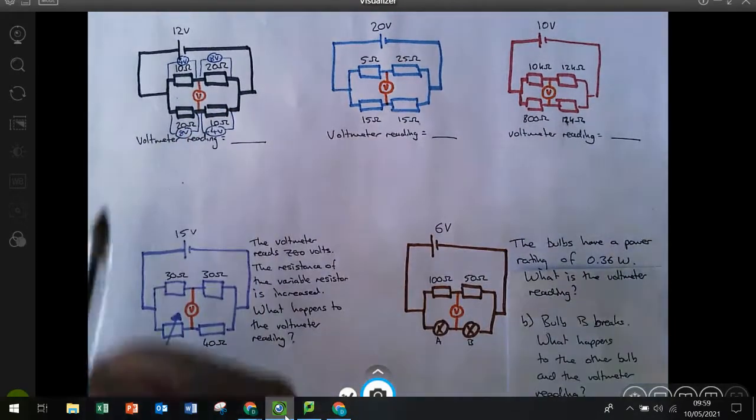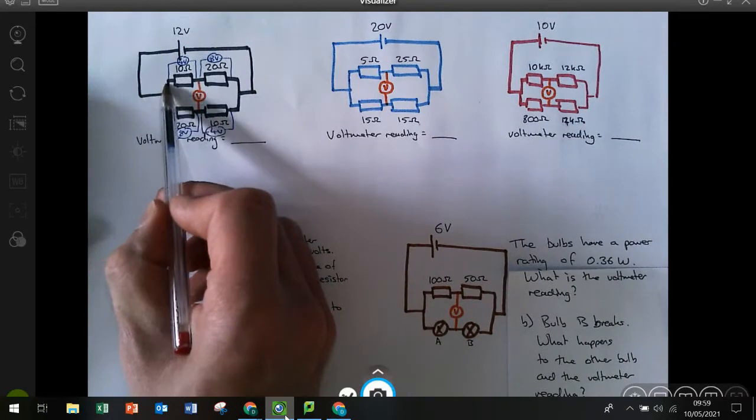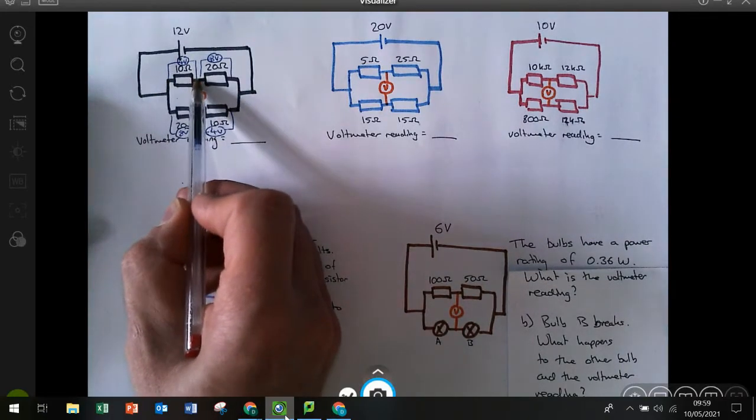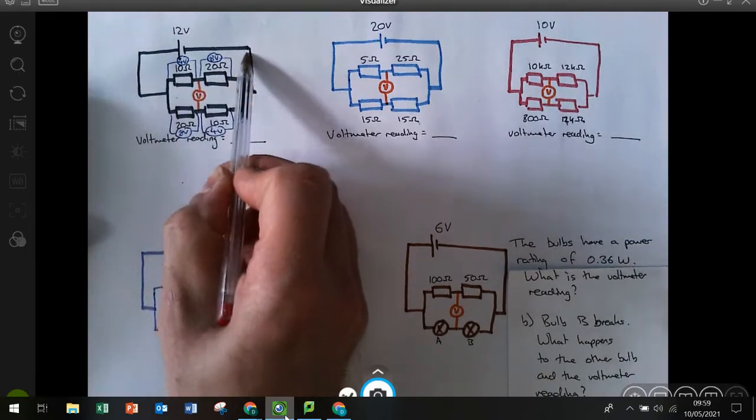So if you're an electron, you start with 12 volts. You go around the circuit this way. You're going to have 12, 12, 12, 12. You're going to lose 4, so you're going to have 8. You're going to have 8. You're going to lose 8. You're going to have 0 volts this side.